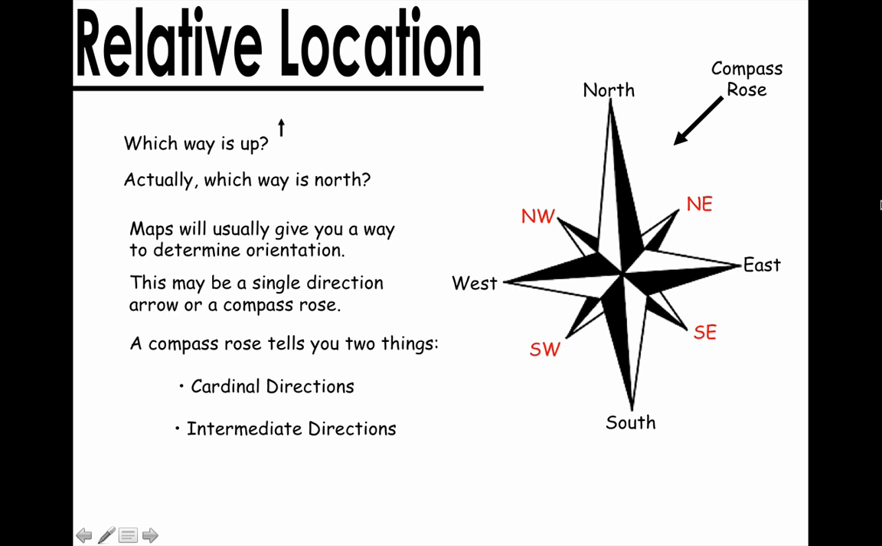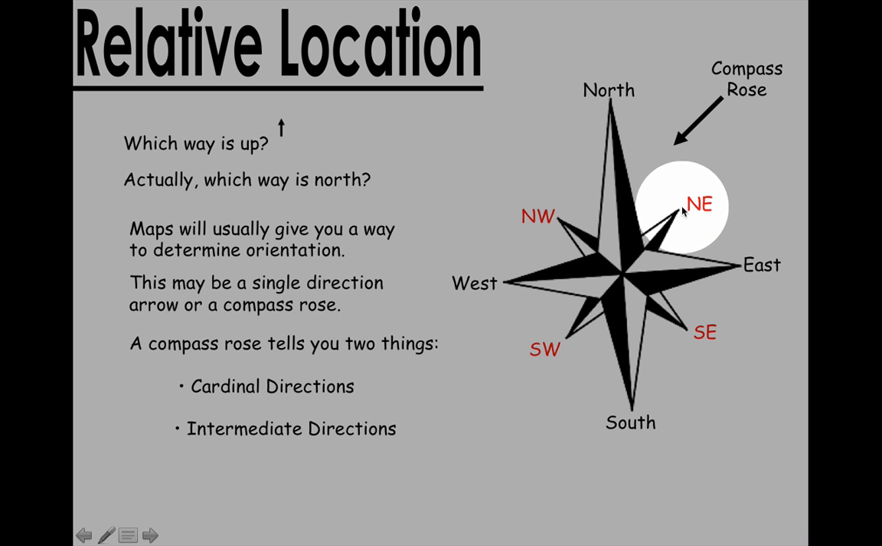From this, you can also figure out intermediate directions. Northeast is the direction that falls between north and east. Southeast falls between south and east. Southwest obviously falls between south and west. If you're traveling in this direction, you're traveling in a southwest direction. Northwest falls between north and west. Notice that the north and the south always come before the east and the west.